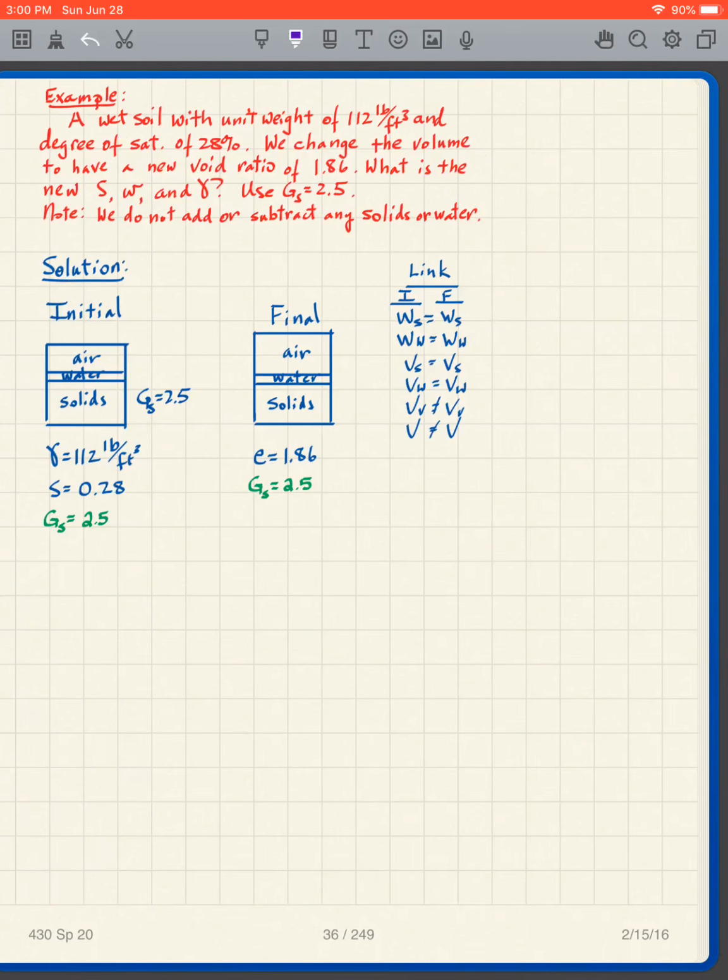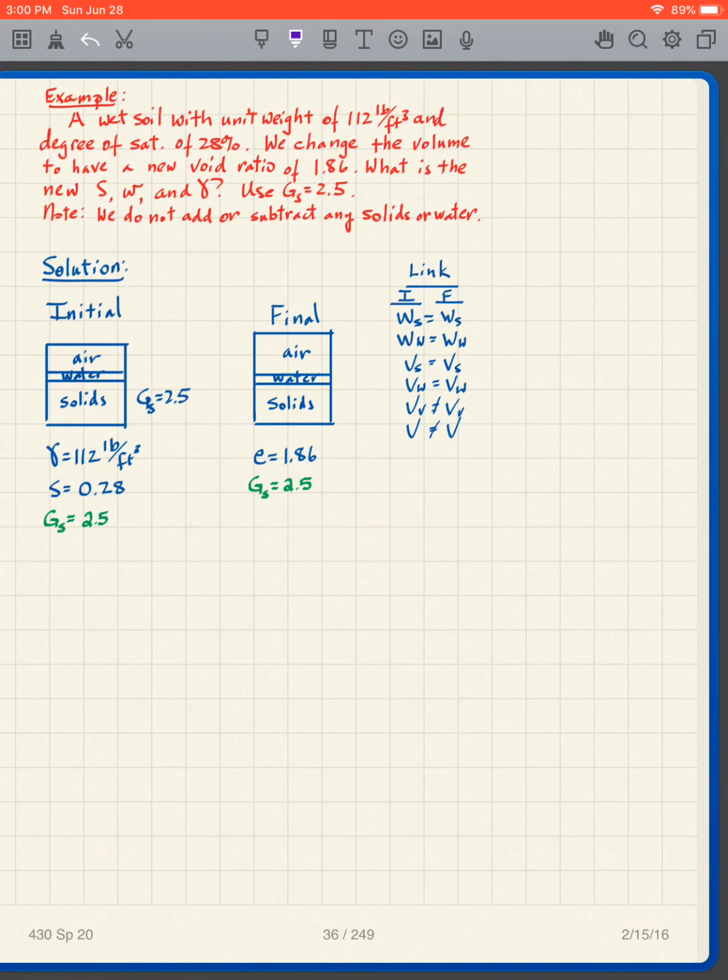So in the solution, I'm going to get you started here. We have the initial condition, we have the final condition. Well, what have we done? We note, and I didn't read the last sentence here, that we do not add or subtract any solids or water, but we change the volume.